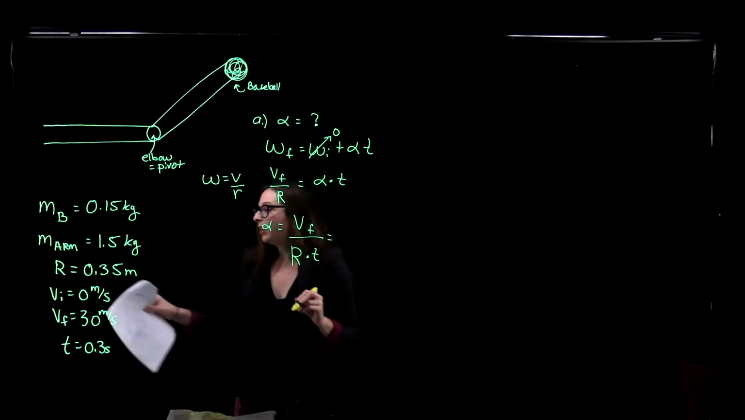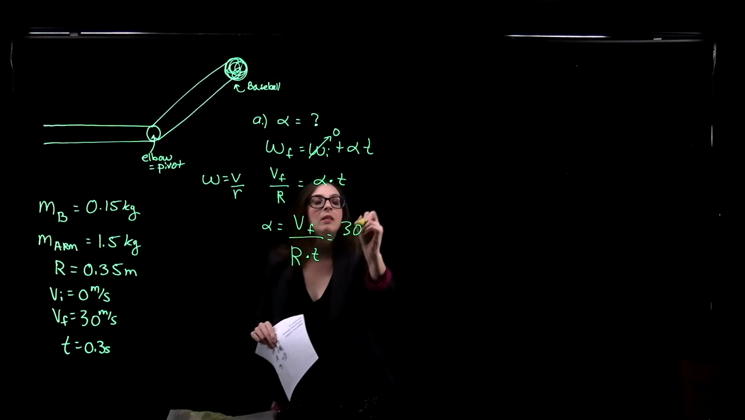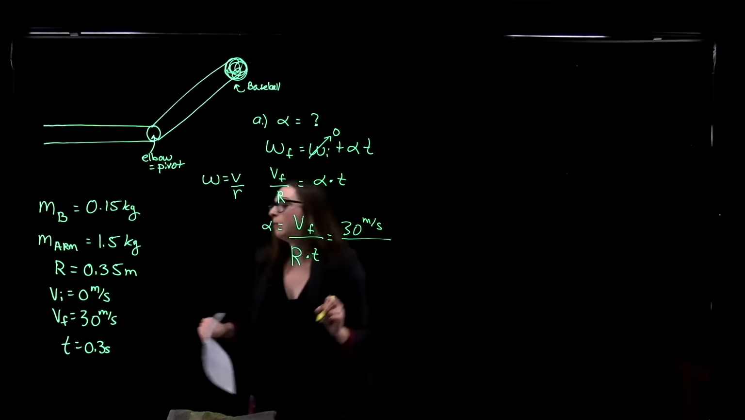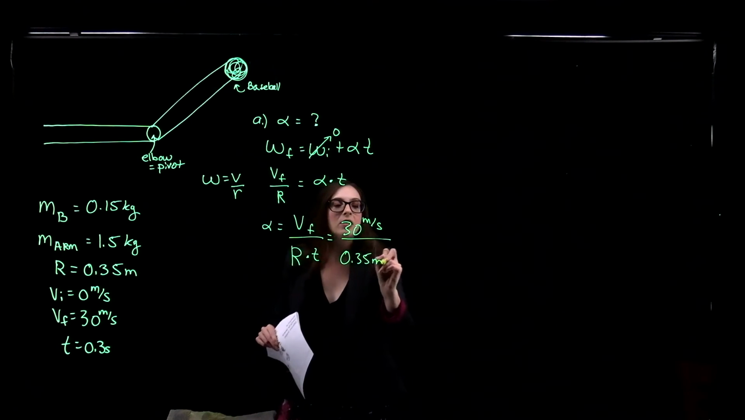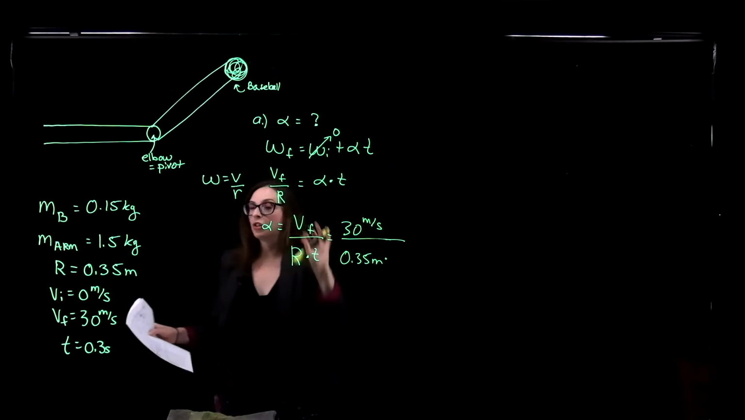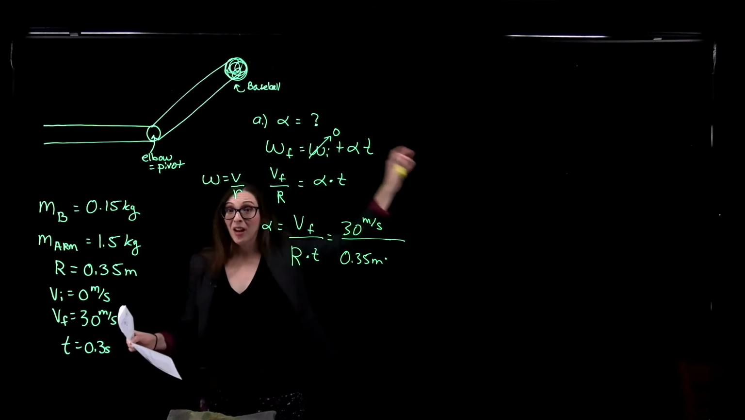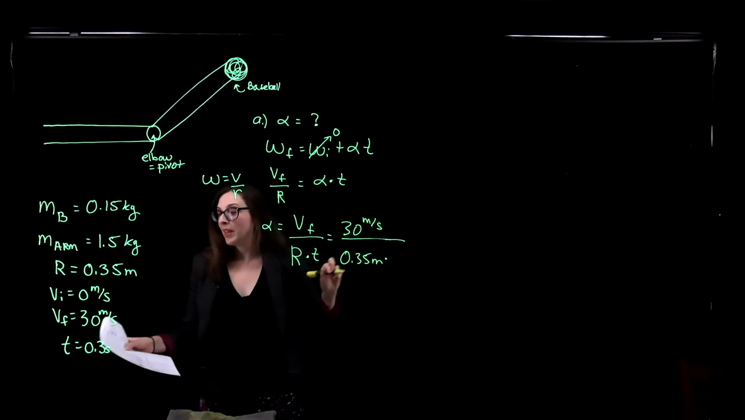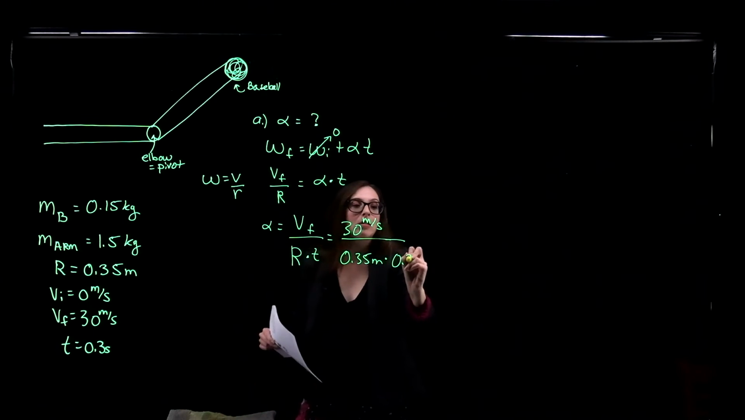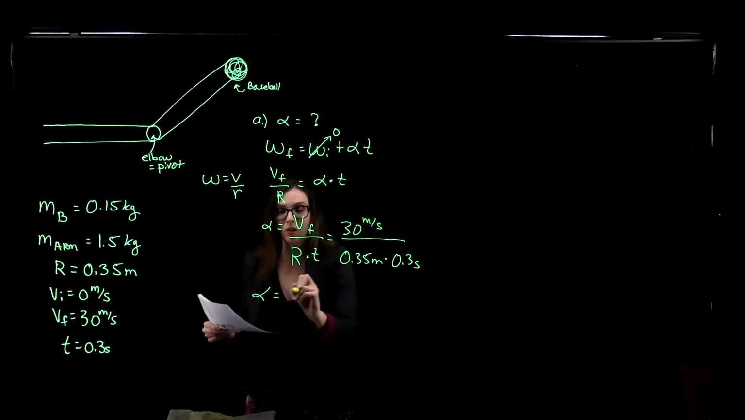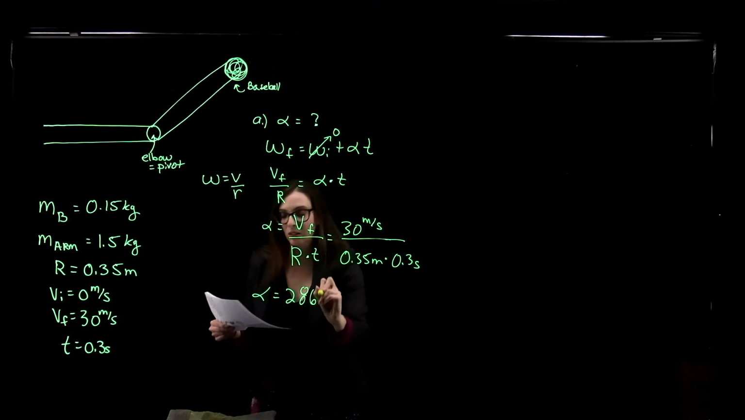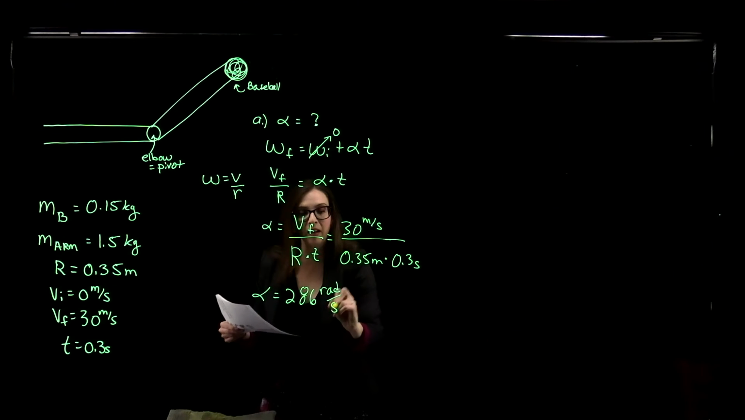And our final velocity was 30 meters per second, and we're going to divide it by the length of our arm, 0.35 meters, times the time over which we're accelerating this ball through an angle, and that's 0.3 seconds. So our angular acceleration of the system is going to be 286 radians per second squared.